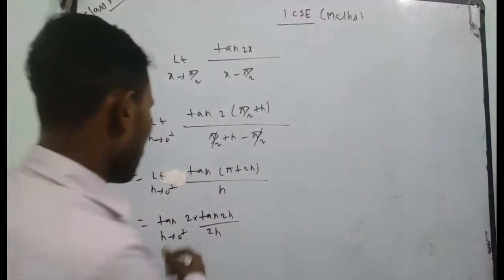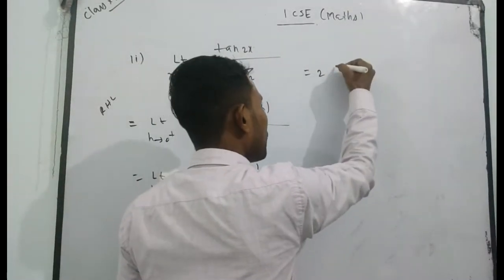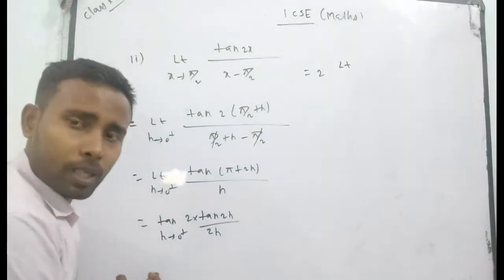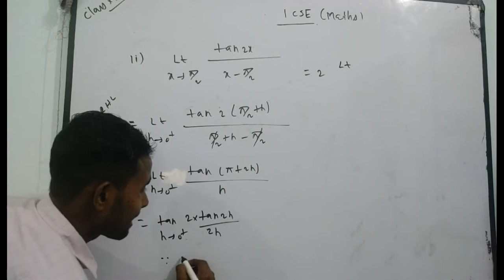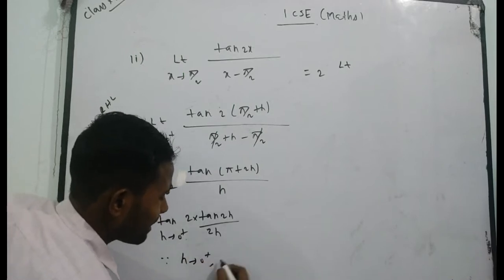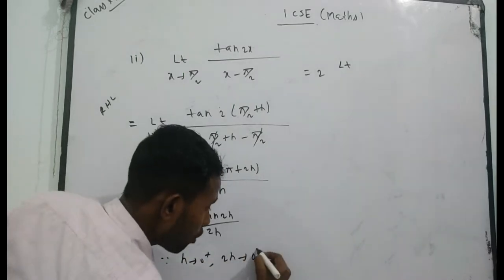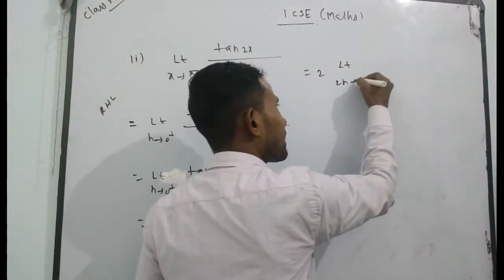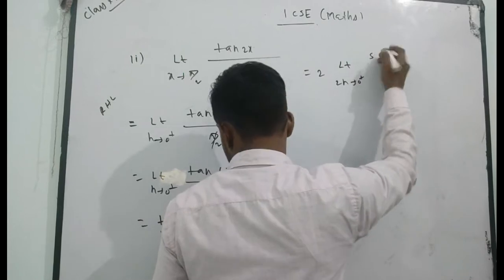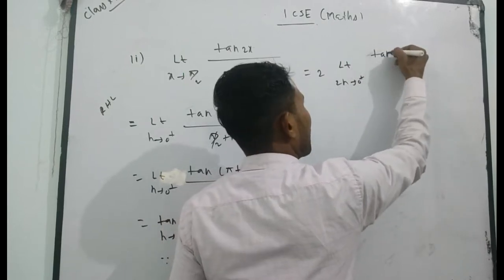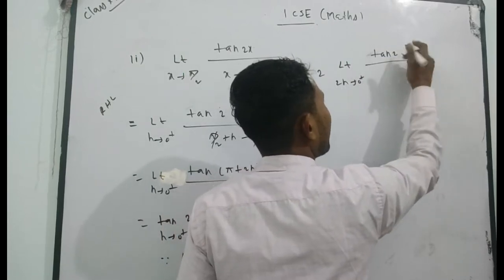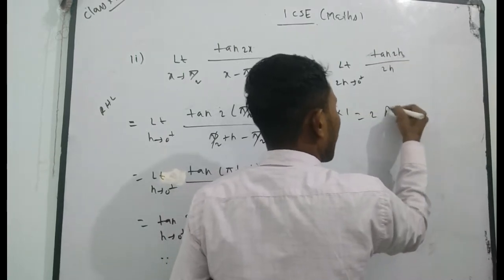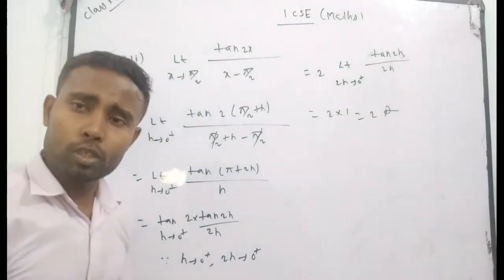I want to write one step again. Write 2 times the limit; if you wish, you can write it. Since h tends to 0 from the right hand side, 2h also approaches 0 from the right hand side. So you can write the limit as 2h approaches 0 from the right hand side, and the remaining function will be tan 2h by 2h, so 2 into 1, which is 2. This is the way by which you can solve it.